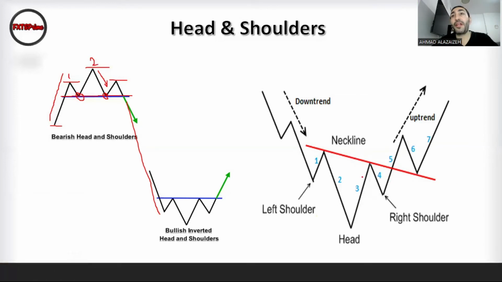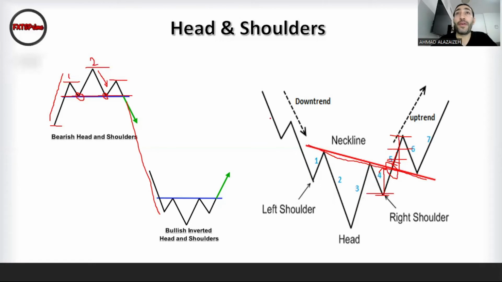So the triggering point for us: when we draw the neckline, if a breakout happens to the neckline and closes above it, then that is our entry. Normally the target will be the distance between the head and the neckline, and we take that distance and measure it here and put our target here. As per our strategy, normally we do these 3 take profits.